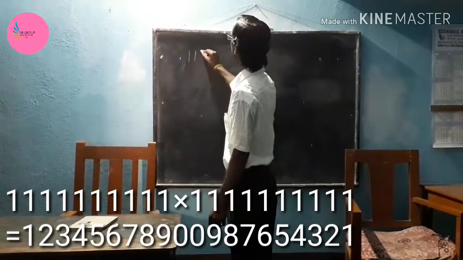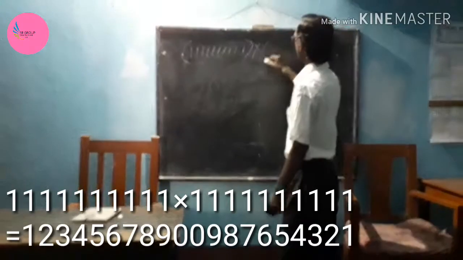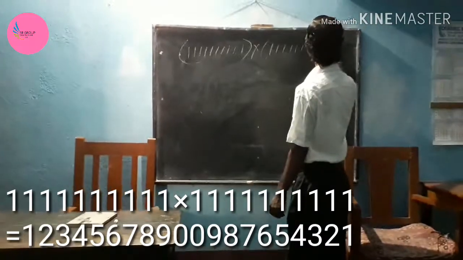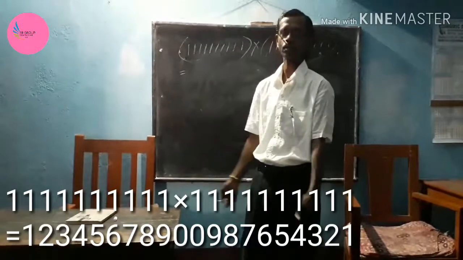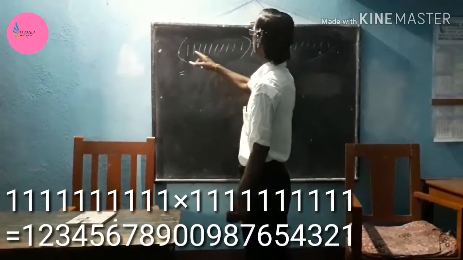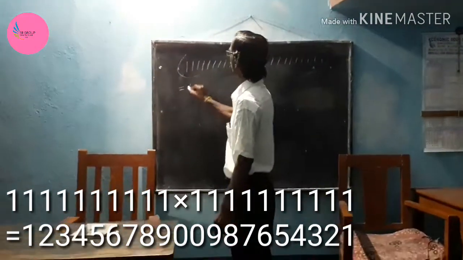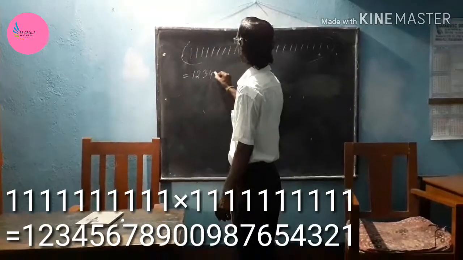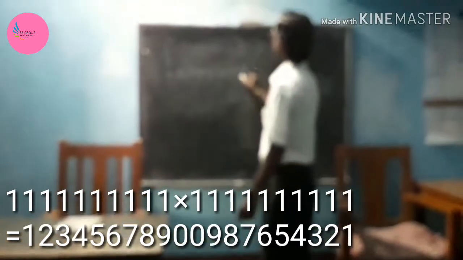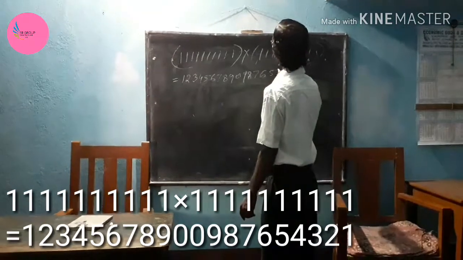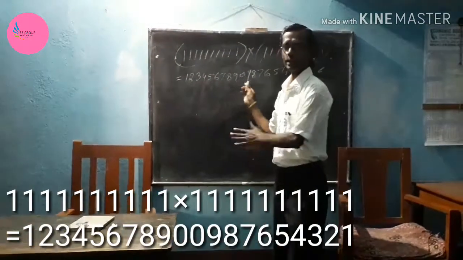1111111111, ten 1s. Here is one chain of ten 1s multiplied by another ten 1s. It is impossible to fill in the answer, and no computer or calculator will ever tell you the answer. So let's see, try to understand. When you get ten 1s, you write the answer very first: 1 2 3 4 5 6 7 8 9 0, then 9 8 7 6 5 4 3 2 1. The answer comes out. No computer or calculator will ever give the answer of this type.